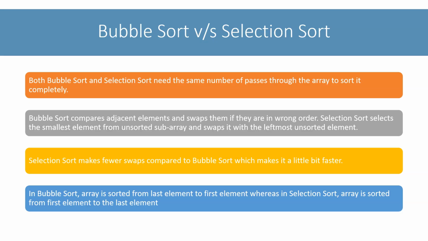In the example program that we saw earlier, bubble sort made 5 swaps whereas selection sort made only 3 swaps to sort the same array. This makes selection sort relatively faster than bubble sort. Another difference between bubble sort and selection sort is that in bubble sort, the array is sorted from the last element to the first element, whereas in selection sort, the array is sorted from the first element to the last element.